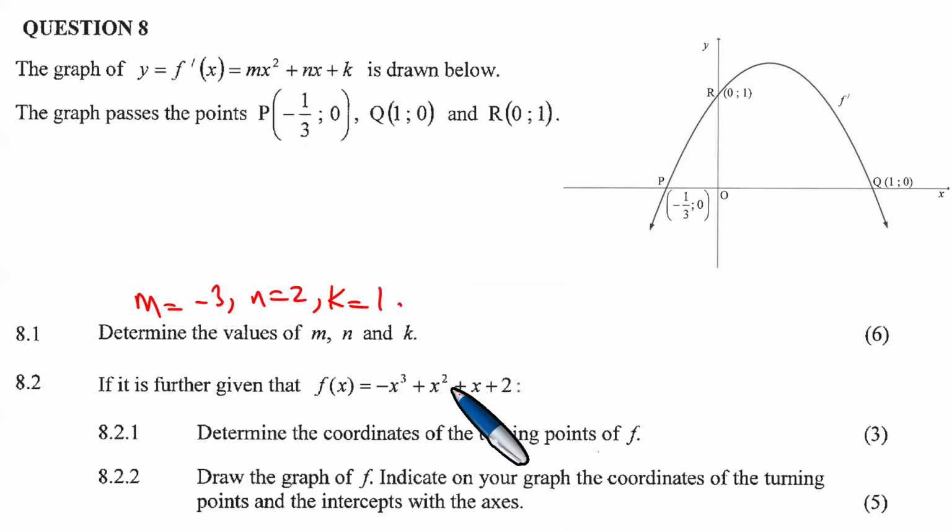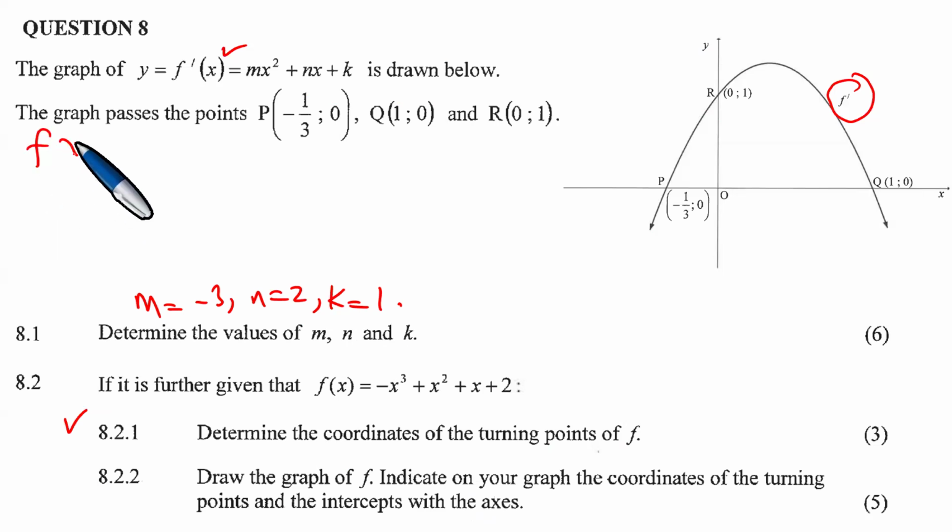Okay, if it is further given that f prime of x is this, determine the coordinates of the turning points of f. So they've given us the derivative function. They've drawn a graph of the gradient function, and they are then going on to say, determine the coordinates of the turning points of f. Let us find the coordinates of the turning points in 8.2.1.